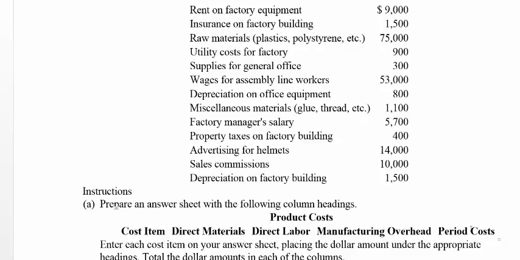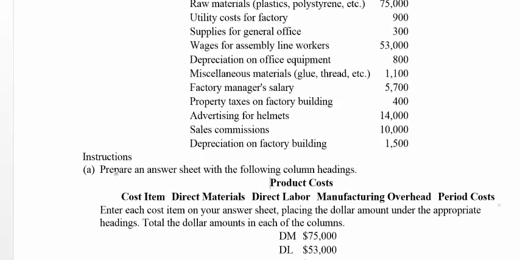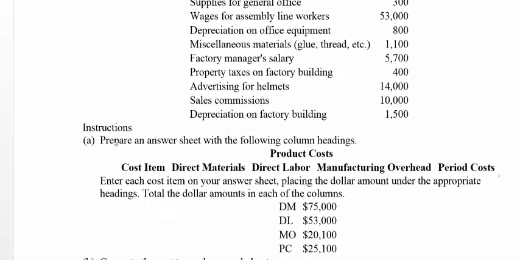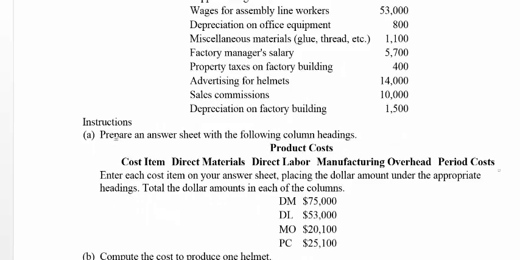Alright, and then we're going to end up totaling up these amounts. So we're going to total up the dollars in each column. And you'll see that I've got the check figures already listed or posted on the document, so at least you can verify that you've done it correctly. And then they want us to compute the cost to produce one helmet.